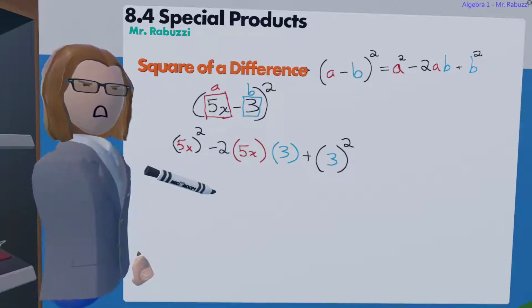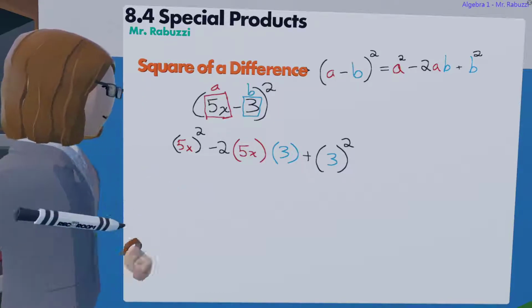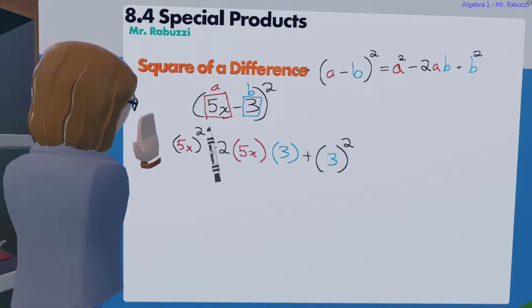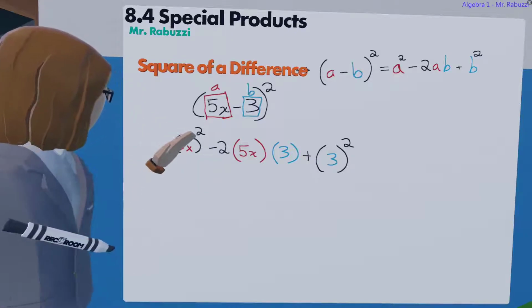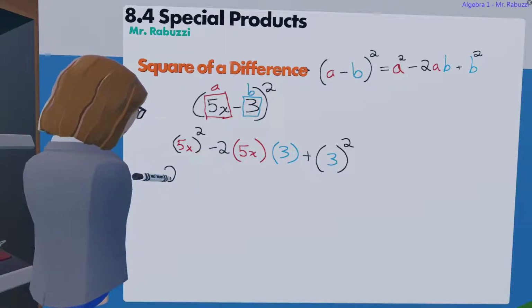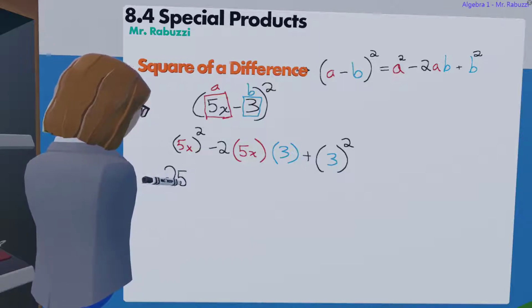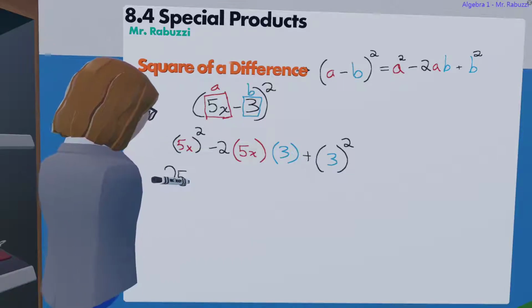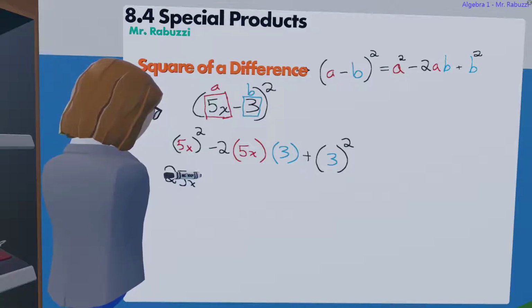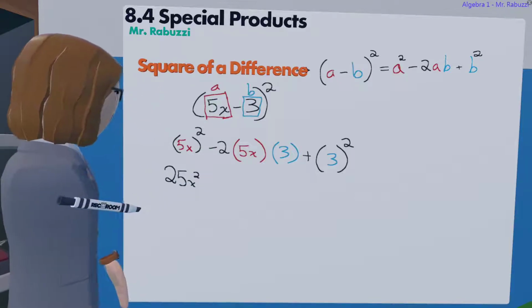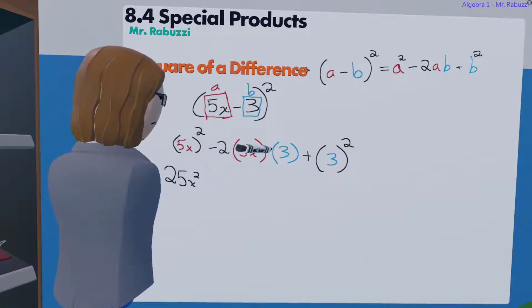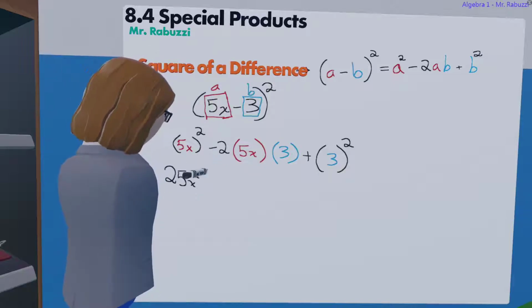Okay, so we have it all set up, and we can go through each piece. First piece is 5x squared. Okay, 5 squared, 25. X squared is just x squared. Okay, now next piece. Well, it's going to be minus, because these are all positive except for the one minus here.